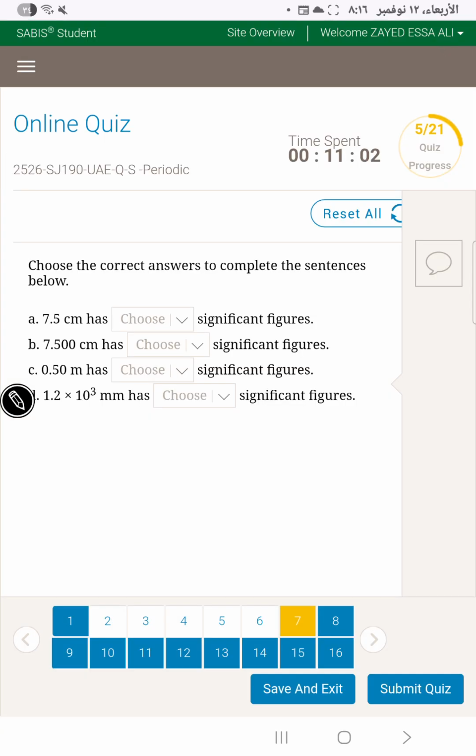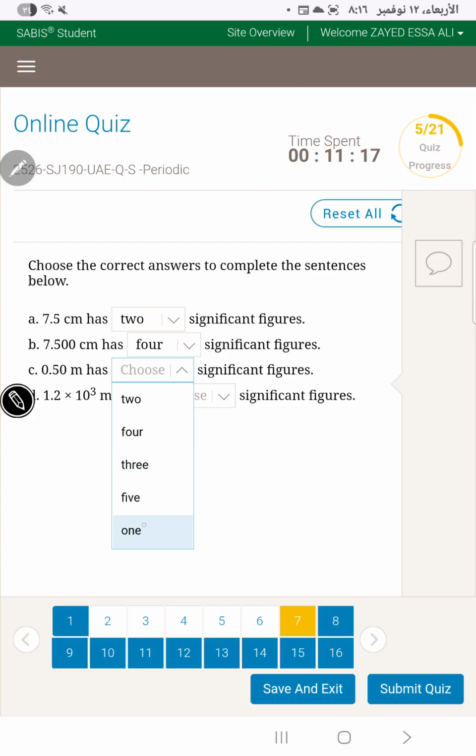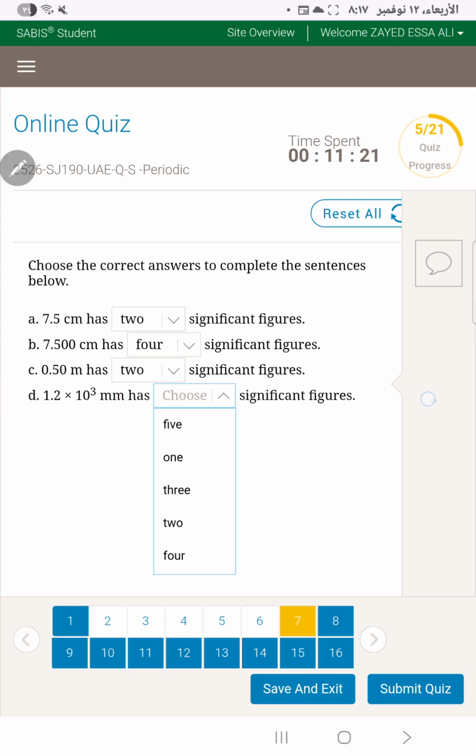Number 7 now. 7.5 centimeters has how many significant figures? It has 2 significant figures. 7.500, it has 4 significant figures. 0.50, it has 2 significant figures. And 1.2 times 10 to the power of 3, it has 2 significant figures.